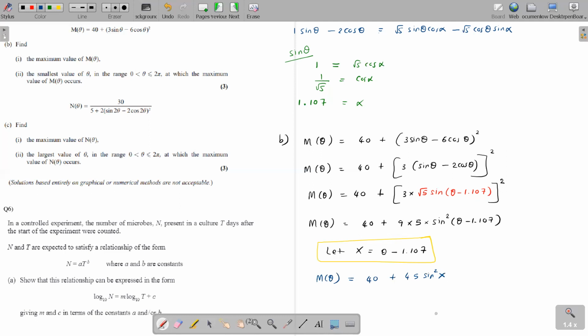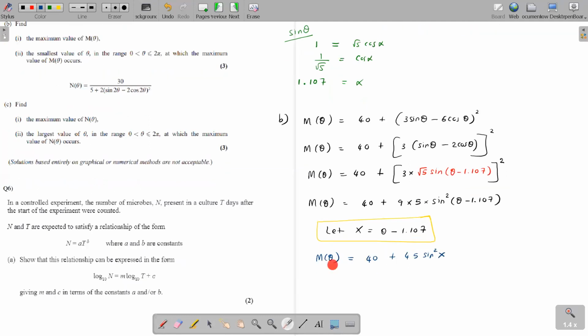Any doubts until here? Okay, so they want the maximum value of m theta. So what's the maximum value? You need to think about how m theta varies with respect to x. 40 and 45 are constants. The only variable here is sine squared x. So how does sine squared x vary?